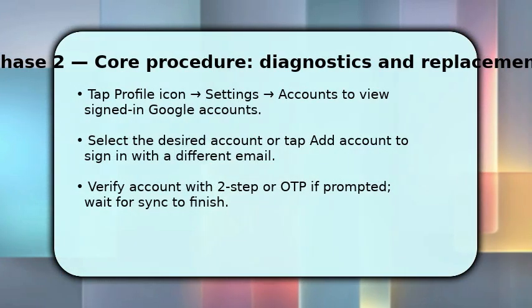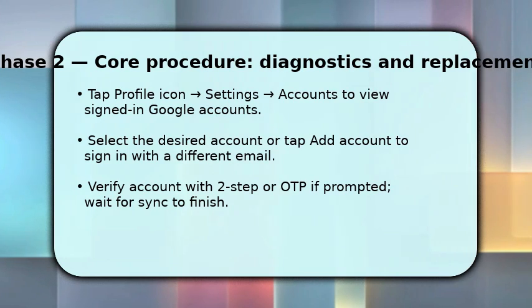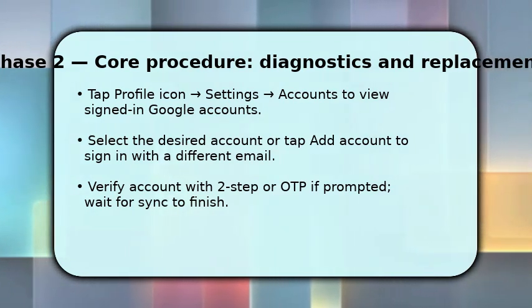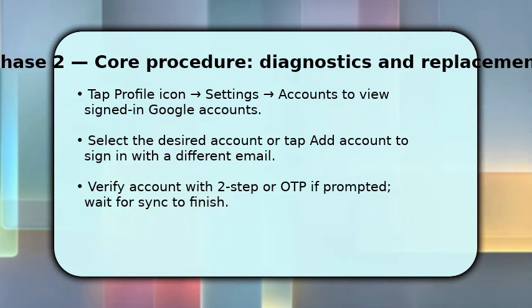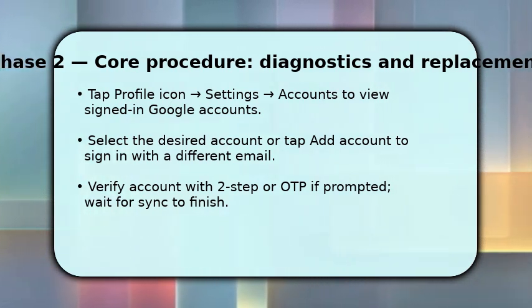You now go to your profile icon, then Settings, then Accounts. This is where Google Pay lists signed in profiles. Select the account you want to switch to. If it's not there, tap Add Account and follow the Google sign-in flow.